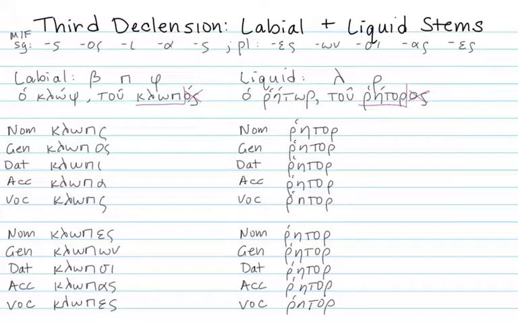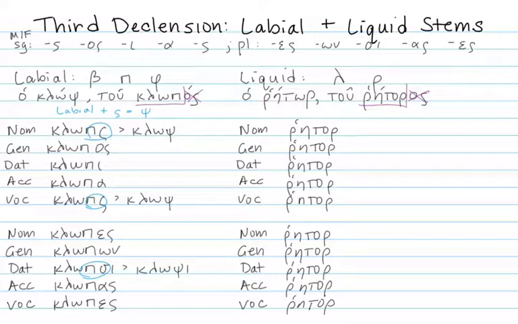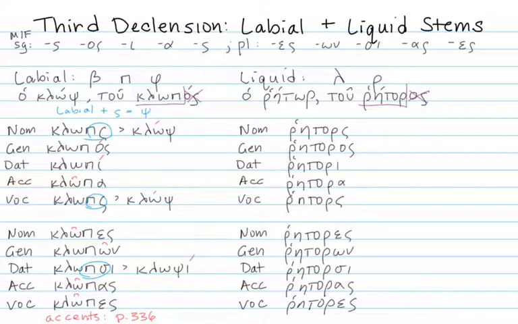So we'll add all of our endings, apply some rules. The labial plus a sigma anywhere in the word produces a psi, so that affects nominative, vocative singular, and dative plural, giving us klops, klopes, and klopsi. Everything else is unchanged. For accents, I'll direct you to page 336. Again, I don't have my big grammar book, so I can't explain why we change to the circumflex in those places. For retor, let's add our endings and then apply some rules.